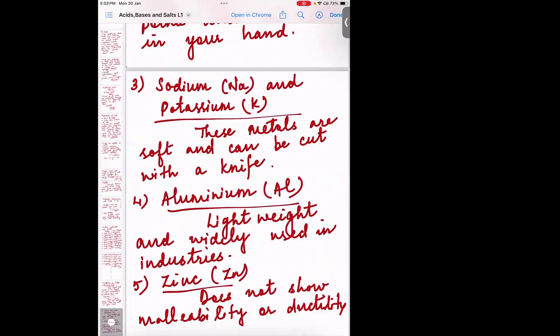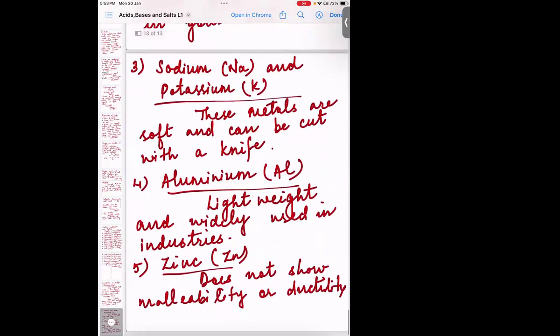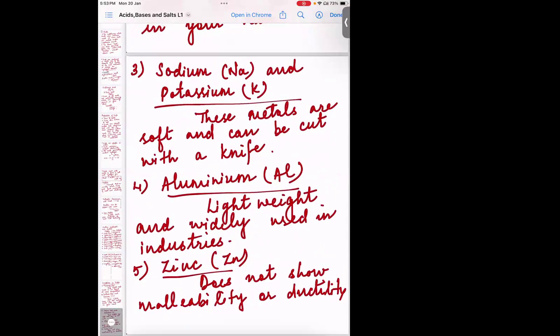So the metals, we cannot cut them with the knife. They are hard, but these two are the metals which can be cut with the knife, like sodium and potassium. Then aluminum, they are light in weight and they can be used in industries. And the zinc, they are not malleable, or they cannot show the ductile property. So that is what we have discussed.